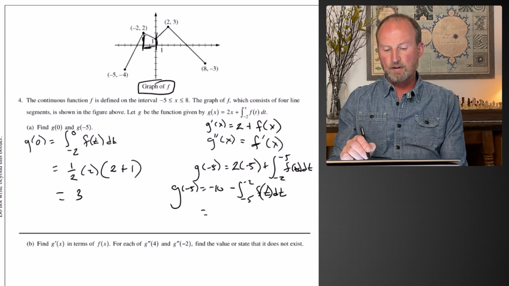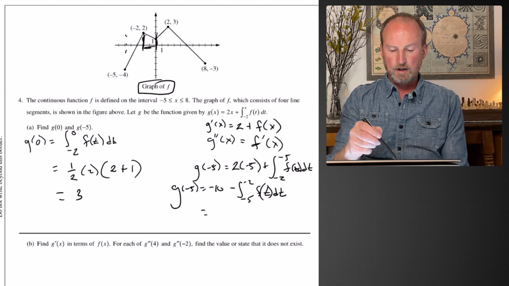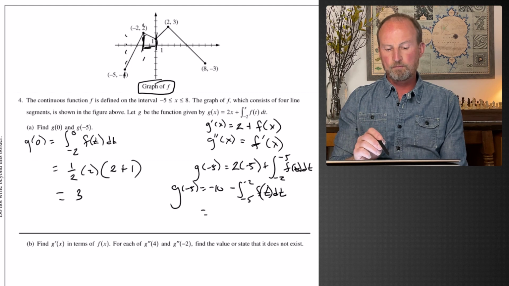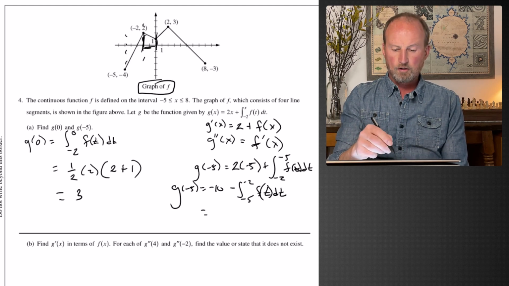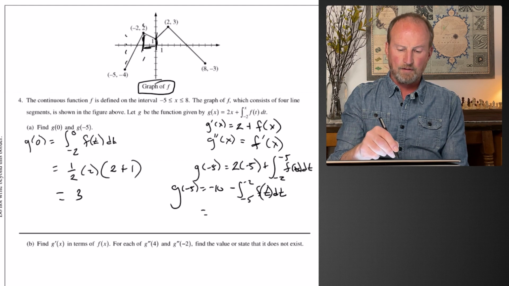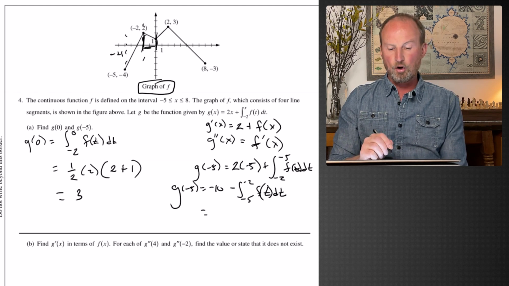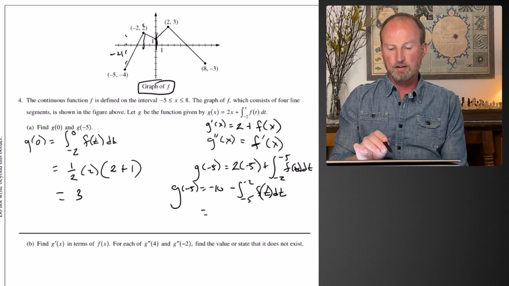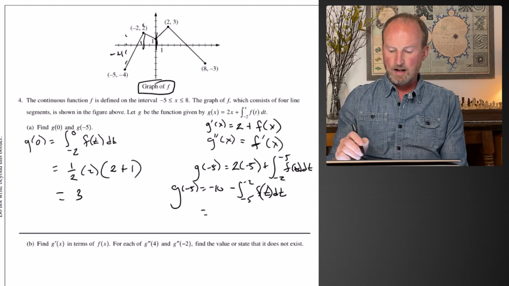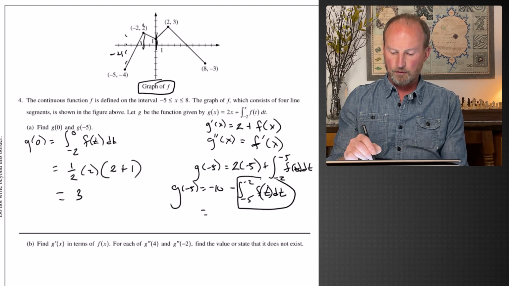So the integral from -5 to -2, the area under the curve from -5 to -2. This distance is 2, this distance looks like 4. 2 times 4 is 8, but then take half of that. So this here is 4, but it's below the x-axis, so it's negative. This little triangle there is 1/2 base times height, so that's a +1. So the net result of this is a -3. So I have a -10 minus a -3, which equals a -7.